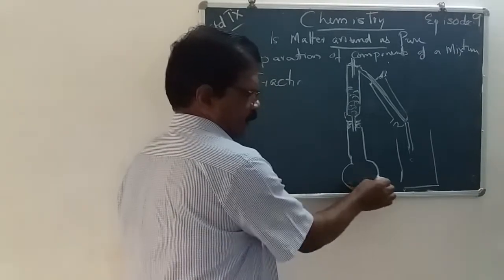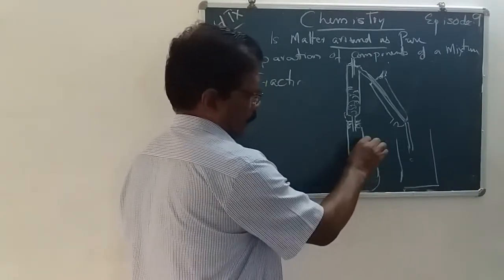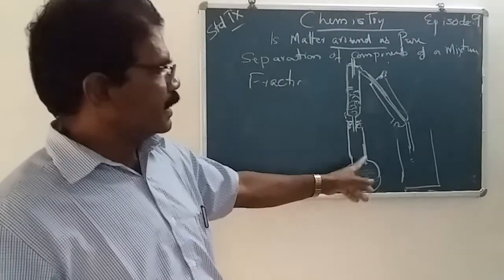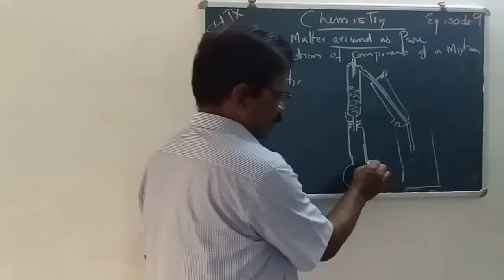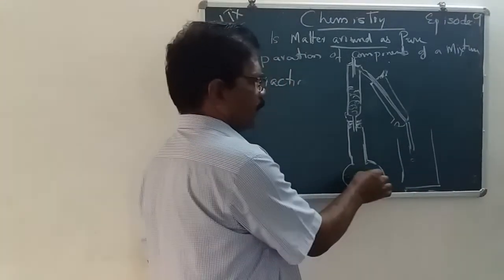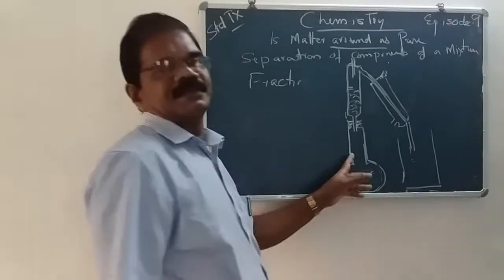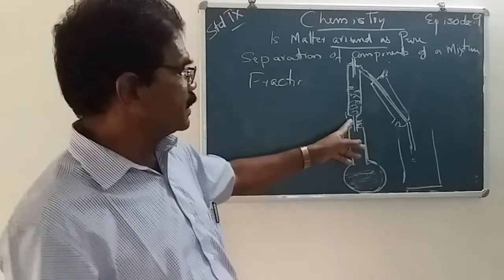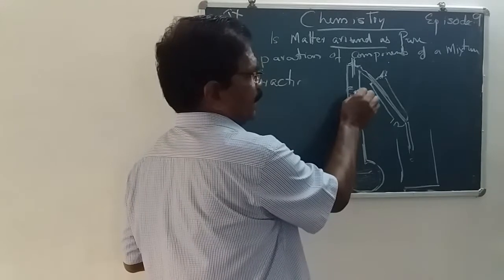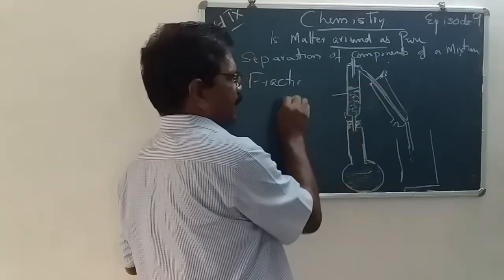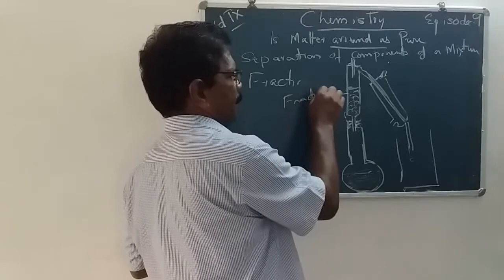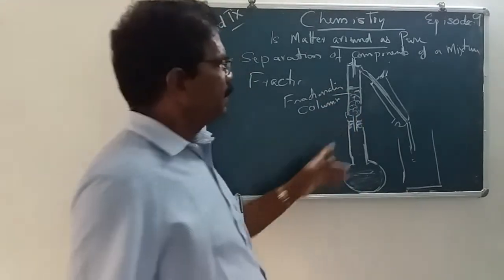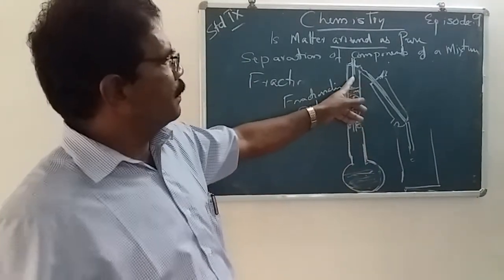The two miscible liquids are taken here in the flask. The miscible liquids are taken as we did in the distillation process. In fractional distillation the liquids are taken in the round bottom flask and heated. On heating, the liquid which has the lower boiling point vaporizes first, and here there is a separate fractionating column attached to the instrument. Then it passes through the fractionating column.